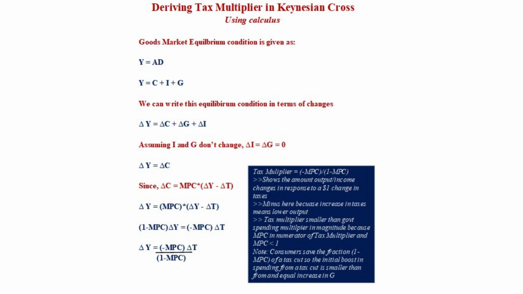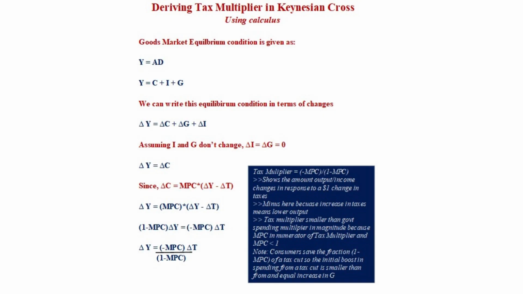So in this case, delta C is equal to delta C naught plus MPC times delta Y minus delta T. Autonomous consumption isn't changing here. So delta C is MPC times delta Y minus delta T. So we have delta Y is equal to MPC times delta Y minus delta T. So now here we'll make delta Y the subject and we'll get delta Y is equal to minus MPC divided by 1 minus MPC times delta T.